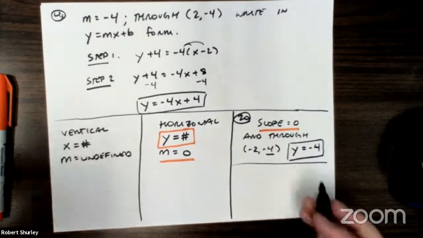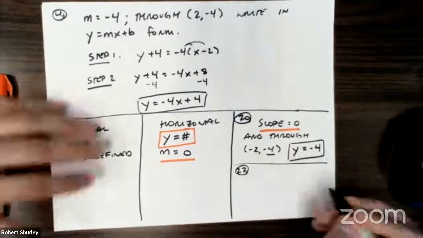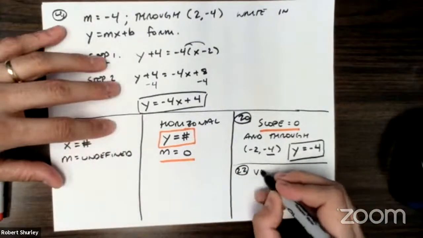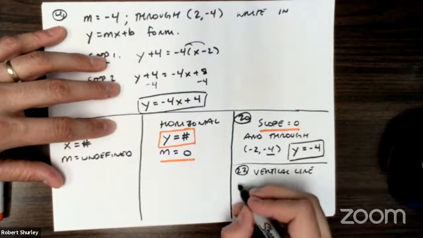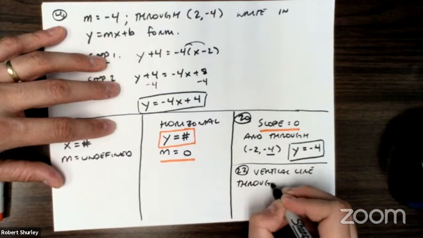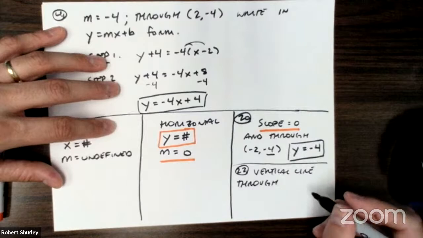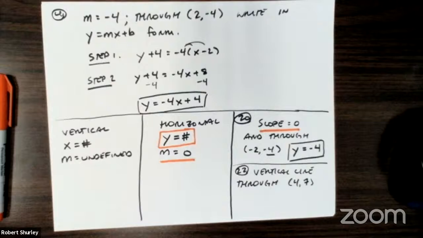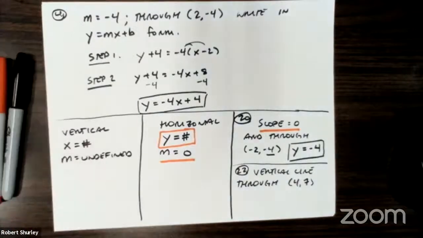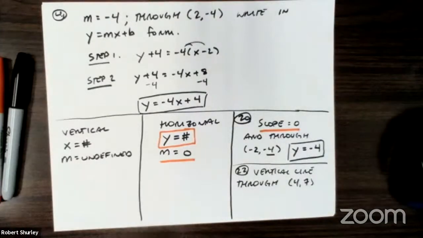Okay, so let's do 22. I'll do the next even one. This one tells us, hey, it's a vertical line, and it goes through 4, 7. We've got a vertical line. It goes through 4, 7. Let's choose another color. Purple.